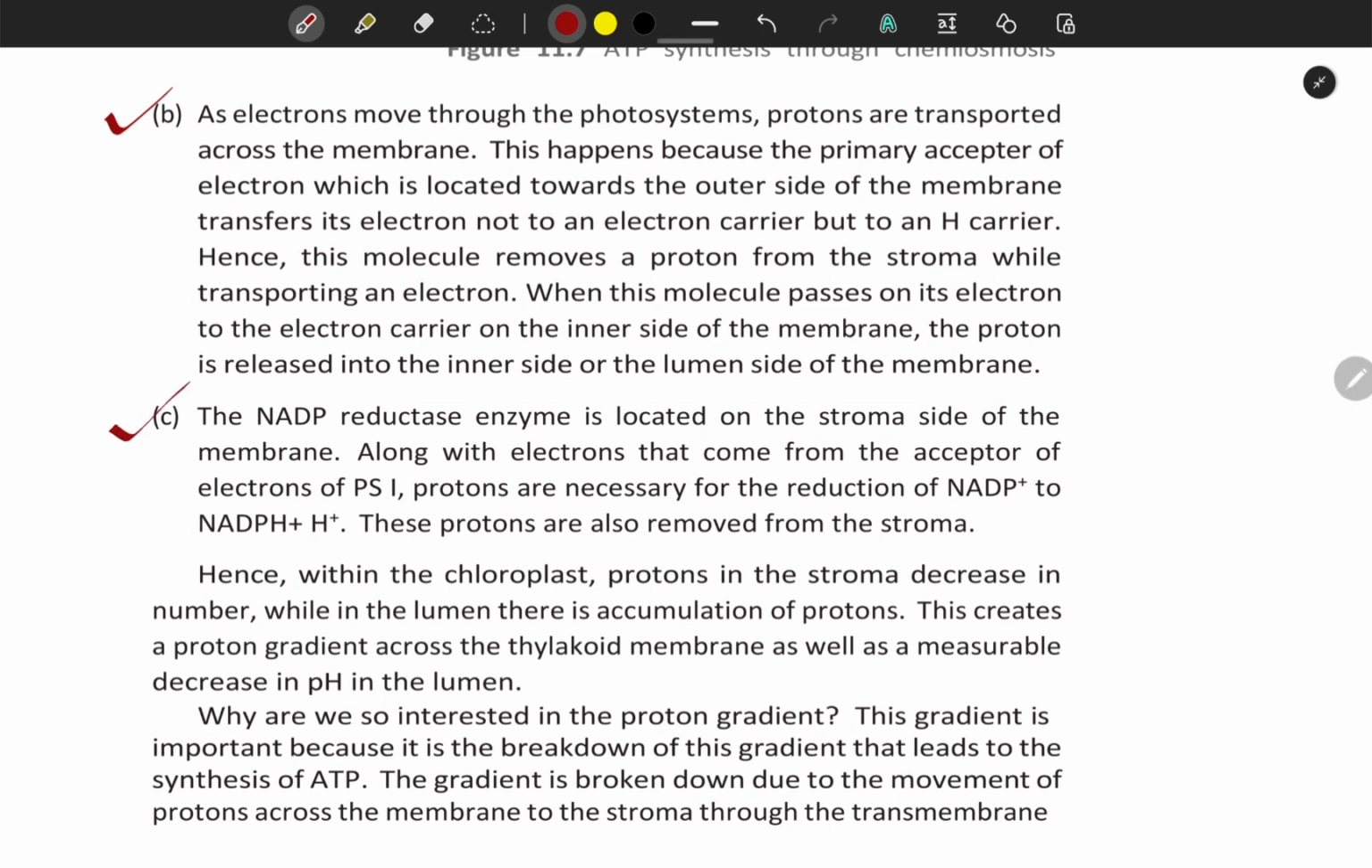C. The NADP reductase enzyme is located on the stroma side of the membrane. Along with electrons that come from the acceptor of electrons of PS I, protons are necessary for the reduction of NADP+ to NADPH + H+. These protons are also removed from the stroma. Hence, within the chloroplast, protons in the stroma decrease in number, while in the lumen there is accumulation of protons. This creates a proton gradient across the thylakoid membrane as well as a measurable decrease in pH in the lumen.